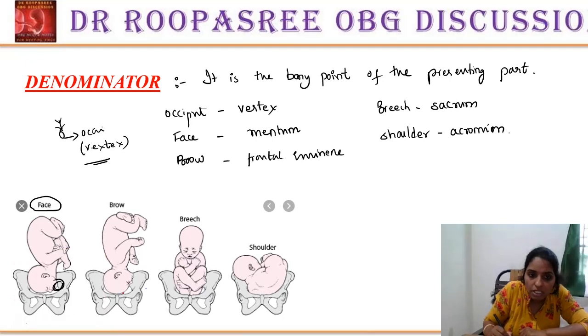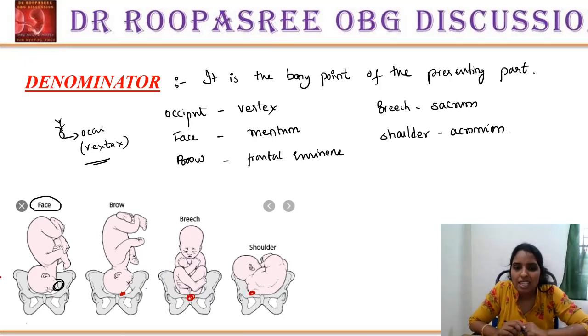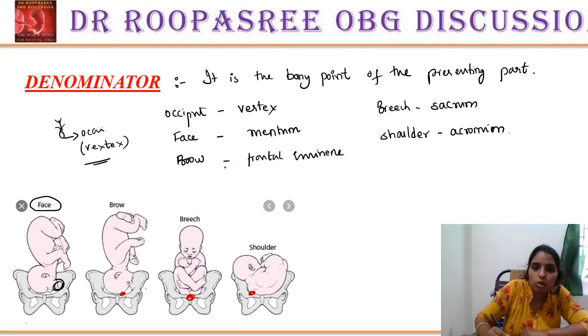In case of brow, see the brow, frontal line. In case of breech, see the sacrum. In case of shoulder, see the acromion. Okay, what does denominator mean? It is a particular fixed bony point.